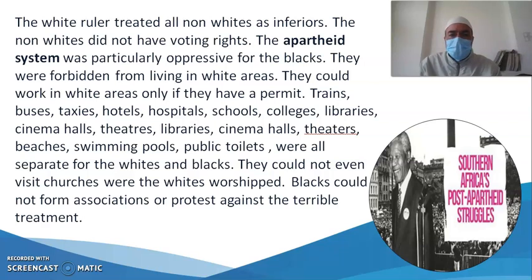Trains, buses, taxis, hotels, hospitals, schools, colleges, libraries, cinema halls, theaters, beaches, swimming pools, public toilets were all separate for the whites and blacks. They could not even visit churches where the whites worshipped. Blacks could not form associations or protest against the terrible treatment.